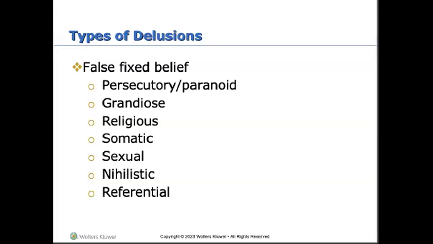Sexual delusions involve the client's belief that their sexual behavior is known to others, that the client's a rapist, a prostitute, a pedophile, they're pregnant, they have excessive masturbation.